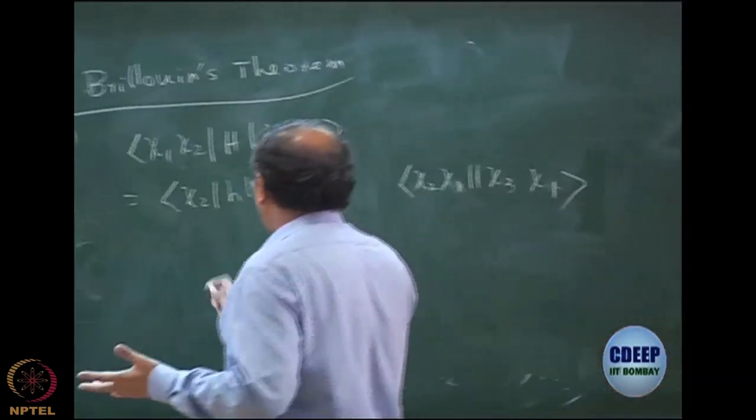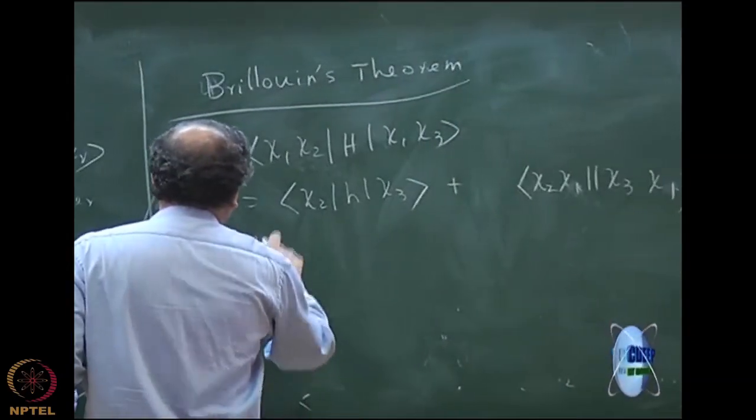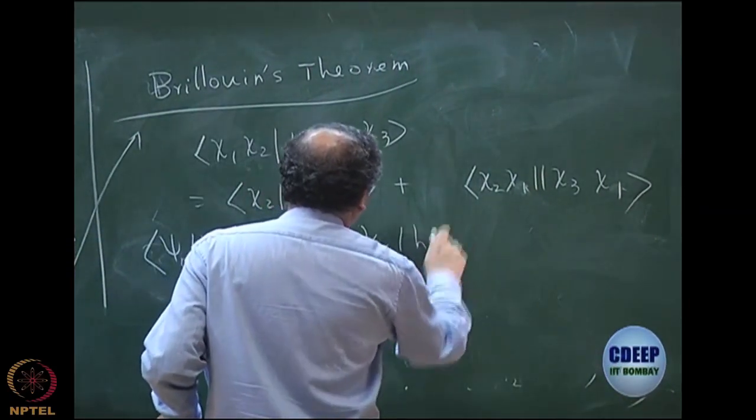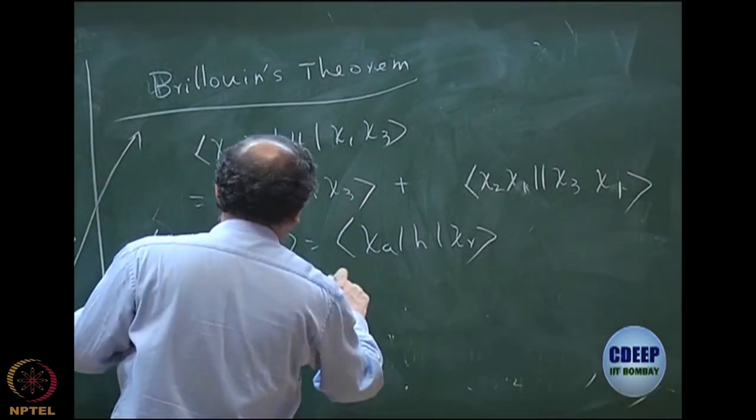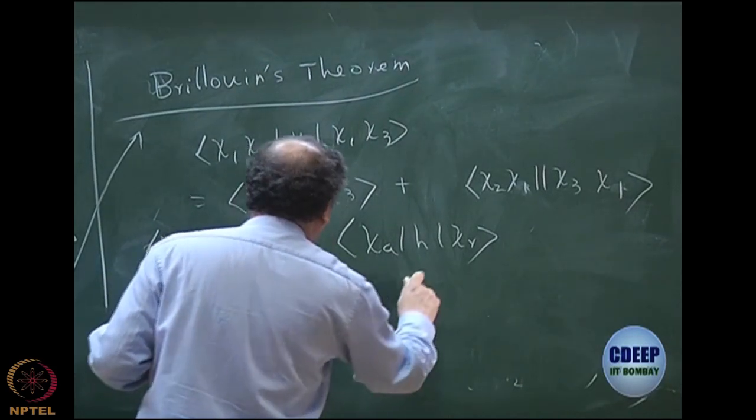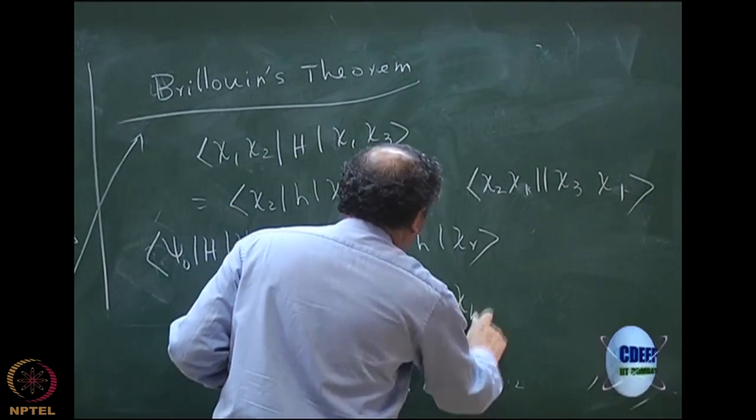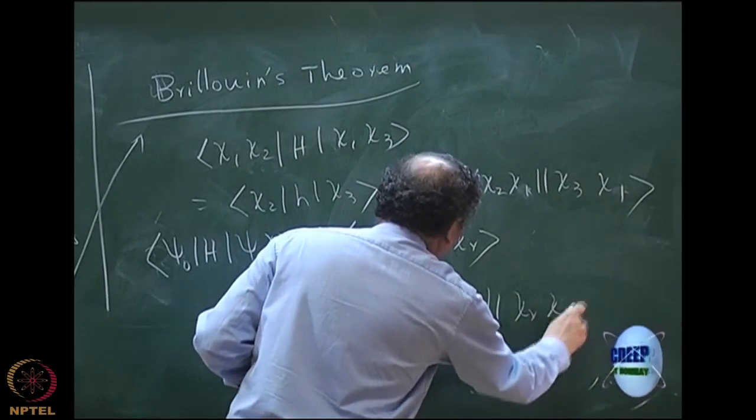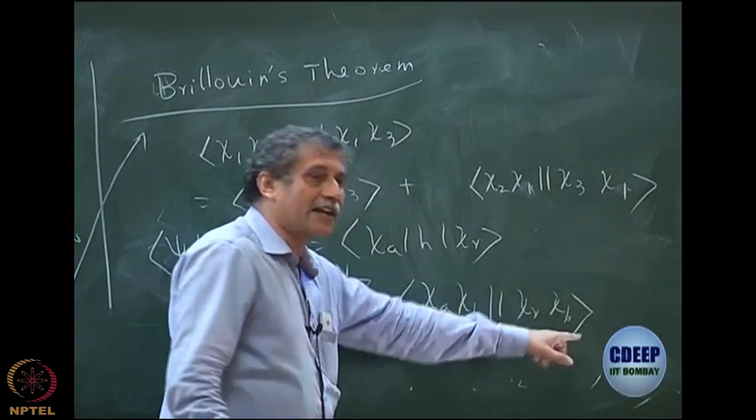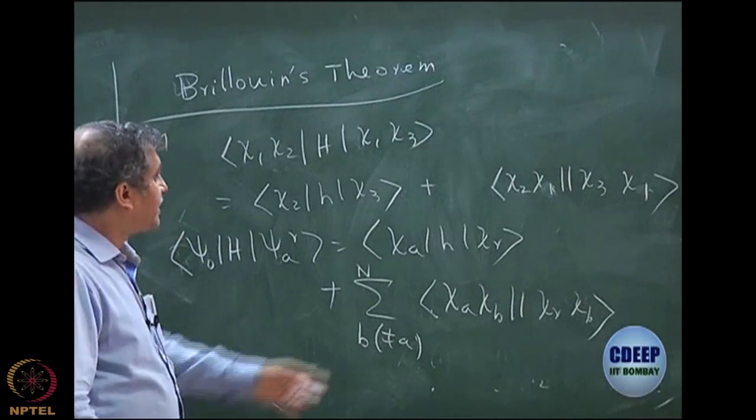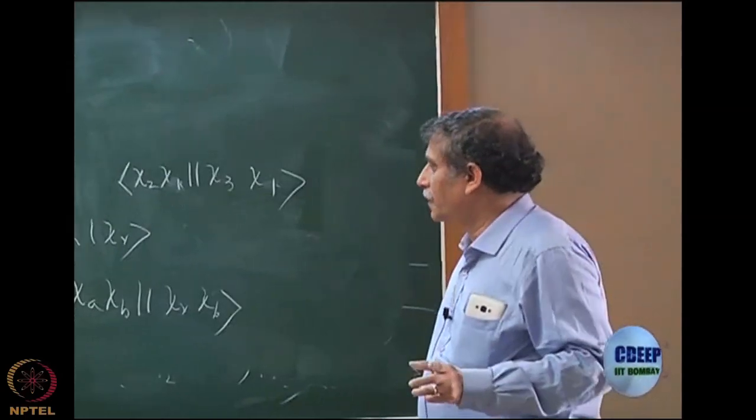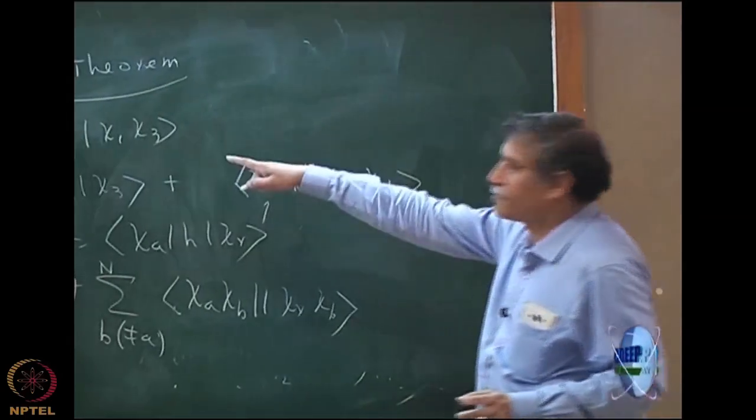So again, note this expression, psi naught H psi A R. I write it again. It is chi A H chi R plus the sum over all orbitals B in psi 0 but not equal to A, 1 to N, chi A chi B anti-symmetrized chi R chi B. That is it. You may write chi B first, chi A later, or chi R chi B first, chi R later; it does not matter, that is identical. It is anti-symmetrized, so of course you have the exchange term when you write it in full. So this is the application to a simple 2-electron term.